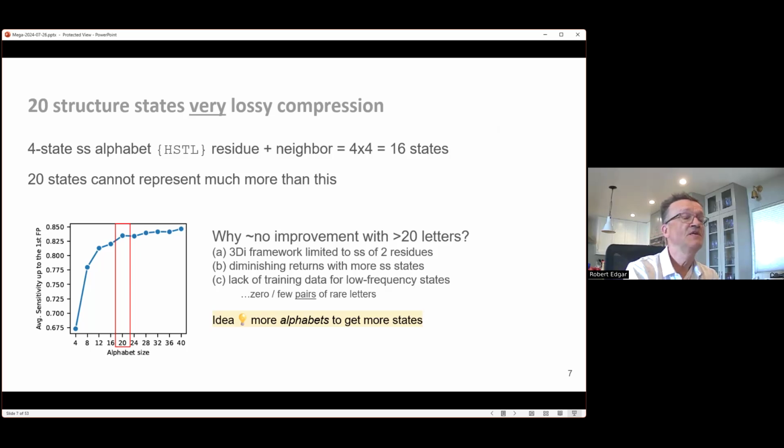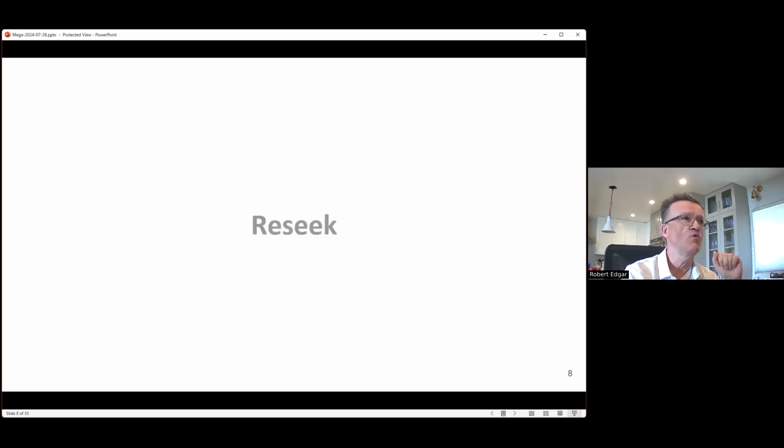and you're not really capturing much more information by expanding the alphabet. The other problem is that the more letters you have, you start to get a very low abundance tail, and you almost never come across pairs of letters from different places in that tail, and your training data just doesn't have enough data to give you good substitution probabilities for those rare states. So the idea I'm going to talk about is, instead of just looking for more states in a single framework, we introduce more alphabets, and that basically blows the lid off this thing and allows us to have as many states as we want. This is the basic idea behind Reseek.